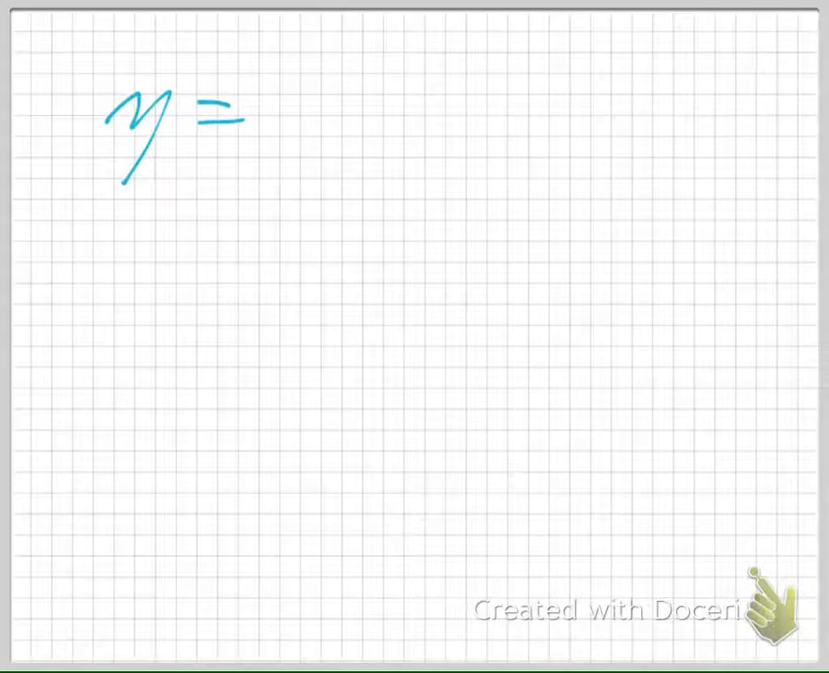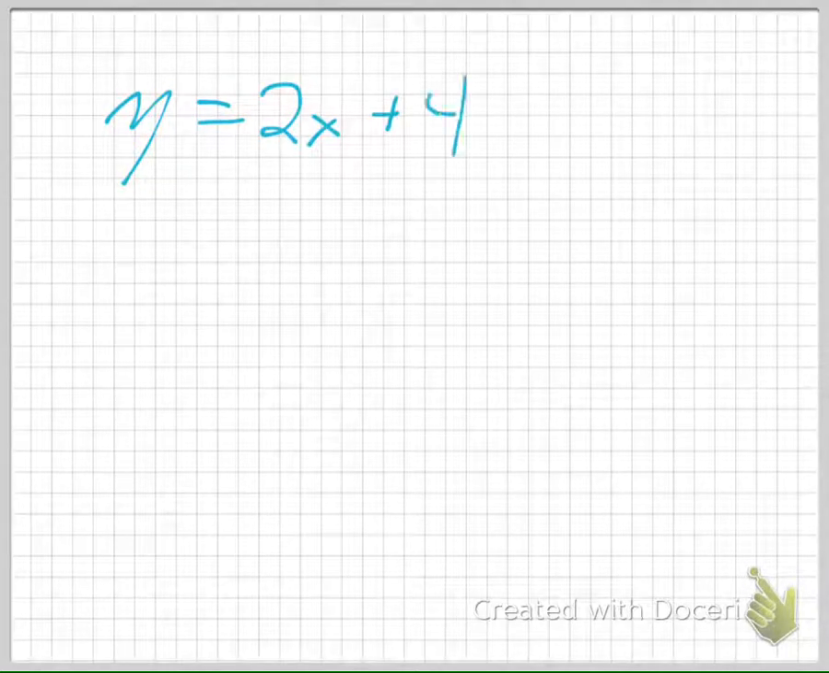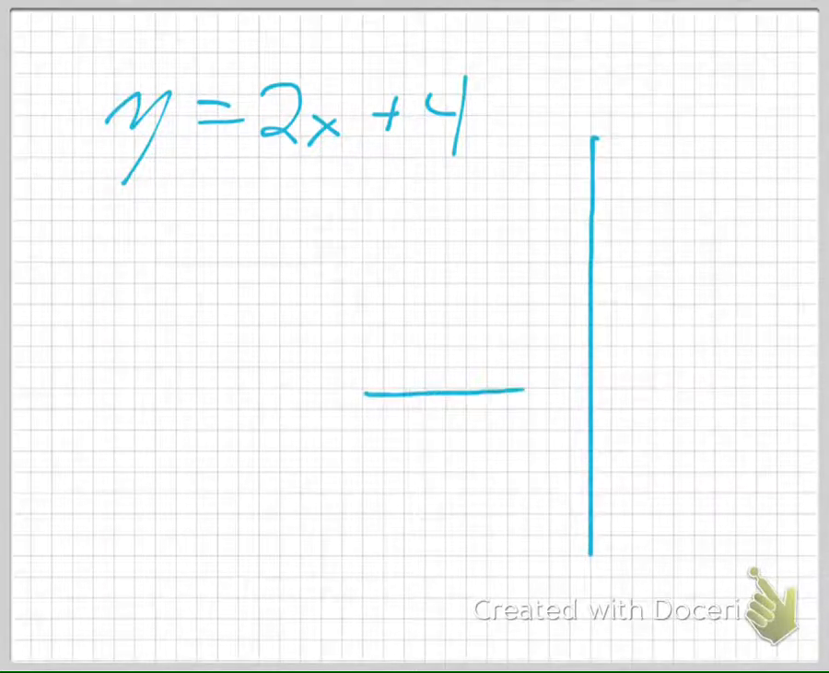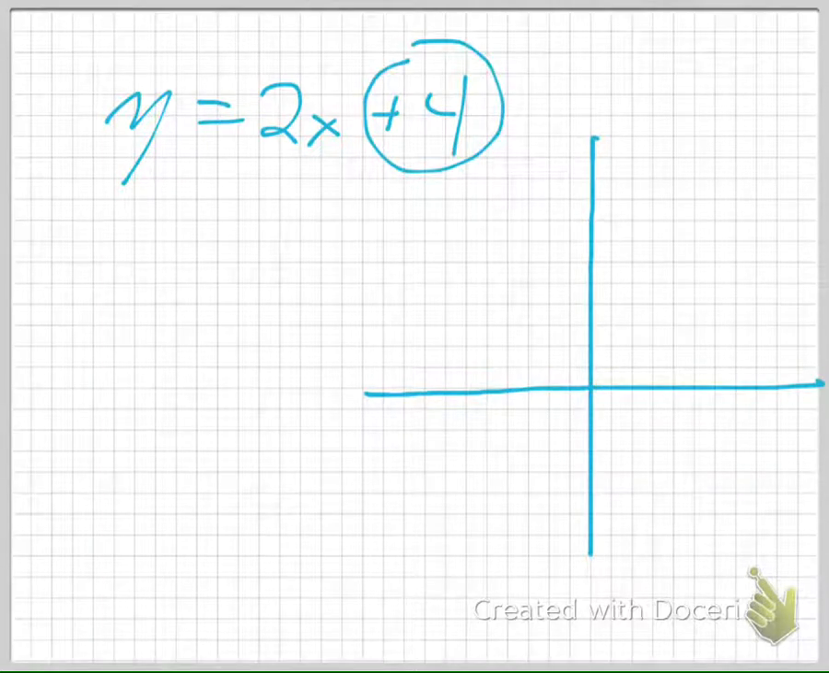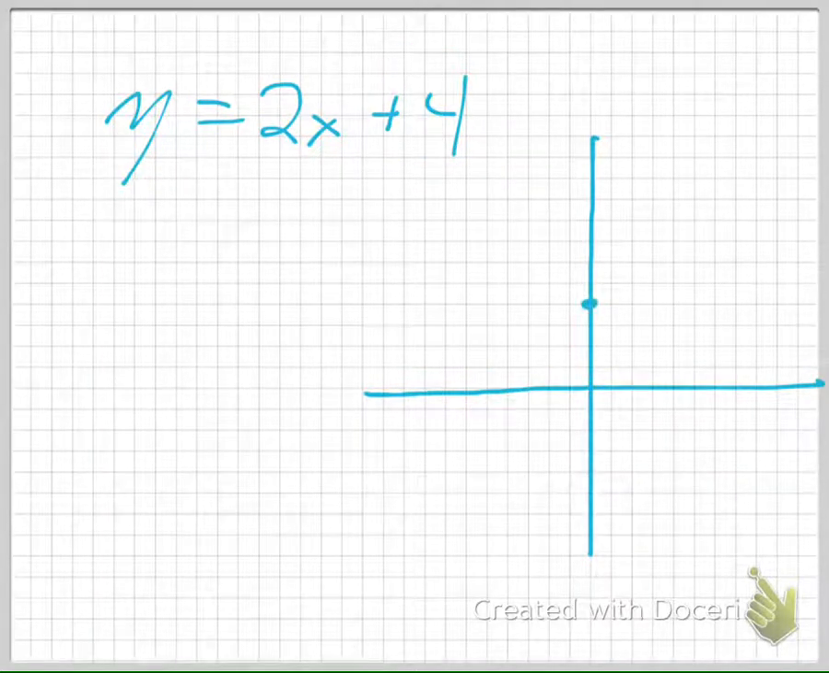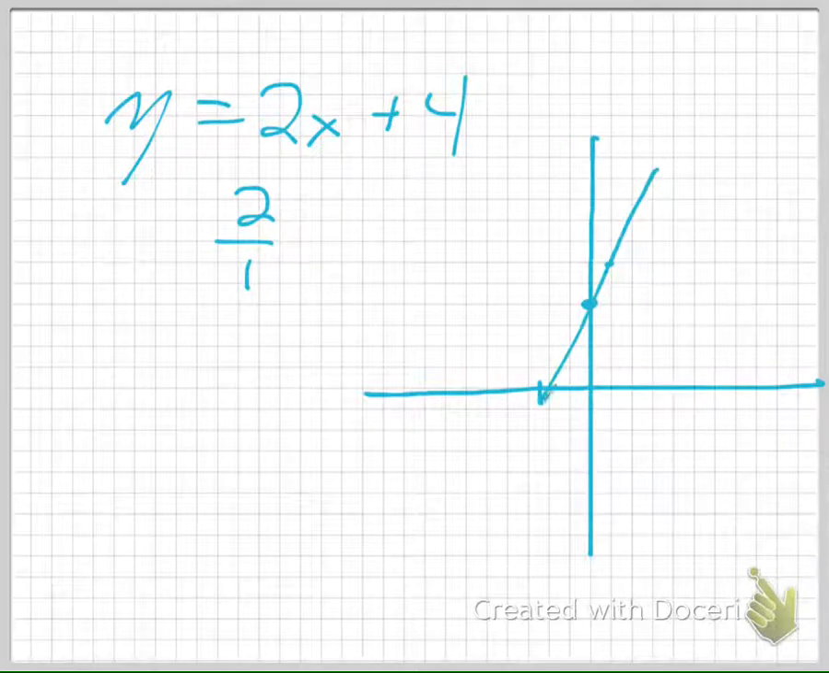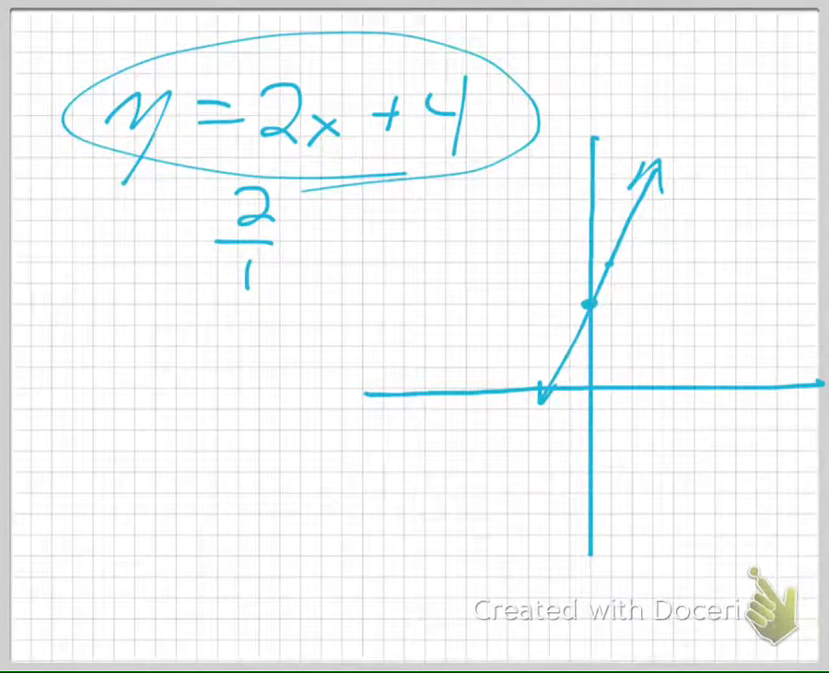Y equals 2x plus 4. You know how to graph that. You know how to graph this already. So to graph this, let's look. We have our coordinate plane, and you look here and you go, okay, that means it crosses at 4. And the slope here is 2. That means 2 over 1, which means it goes up and over. There's our line. Okay, you know how to do this. We've done it too many times.